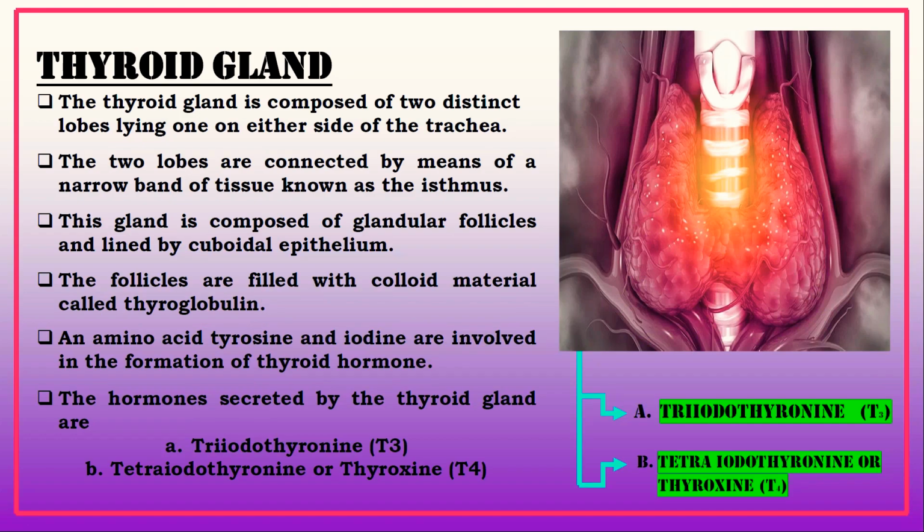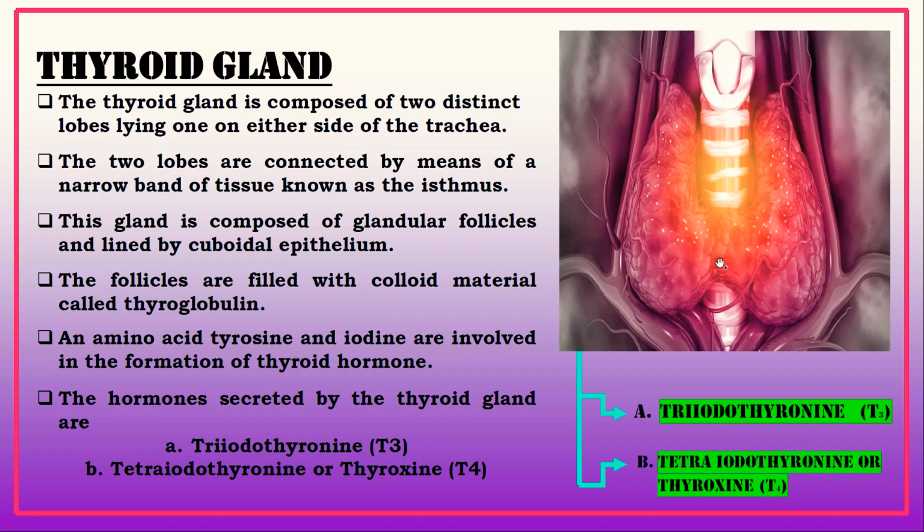The next gland is called the thyroid gland. The thyroid gland is composed of two distinct lobes lying one on either side of the trachea. So this is the trachea or the windpipe, with two lobes, and these two lobes are connected by means of a narrow band of tissue which is called the isthmus.